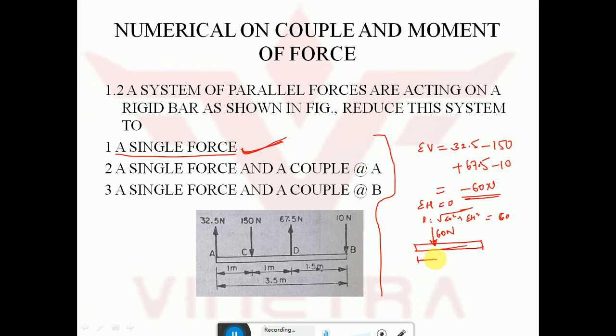I don't know at what distance this force is acting. So let us calculate at what distance this force is acting. This is the point A. From point A, I don't know at what distance x it is acting. How to calculate this distance x? To calculate this distance x, I can go by Varignon's principle. So what does Varignon's principle say?